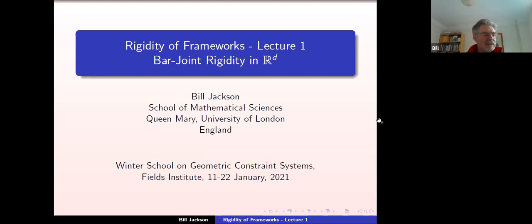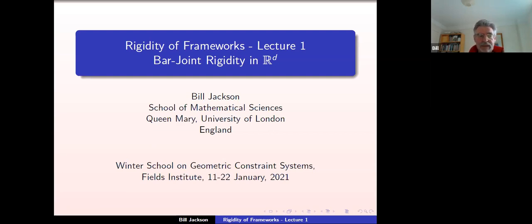So my plan is to try to give an introduction to the combinatorial theory of the rigidity of frameworks. My original plan was to do a survey talk of lots of different frameworks. But while I was preparing these three lectures, I decided it would be better just to concentrate on bar joint frameworks in D-dimensional Euclidean space.